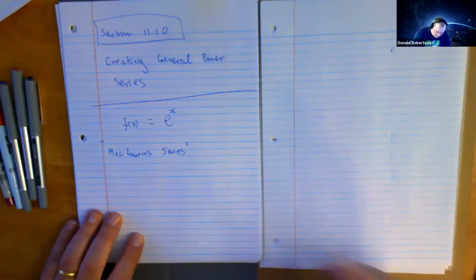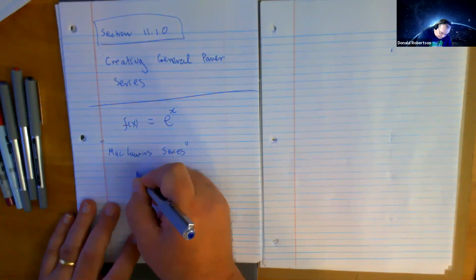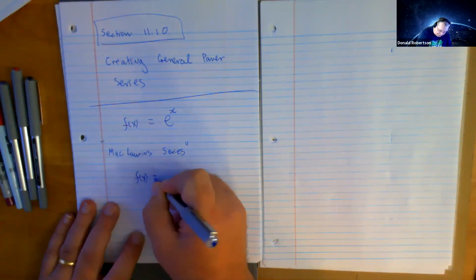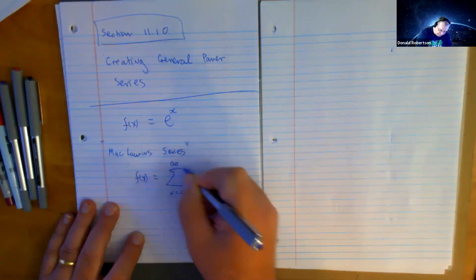What do I know? Okay, let's tell you what Maclaurin found out. He found out that if you wanted to find the power series of any function, you use this formula.